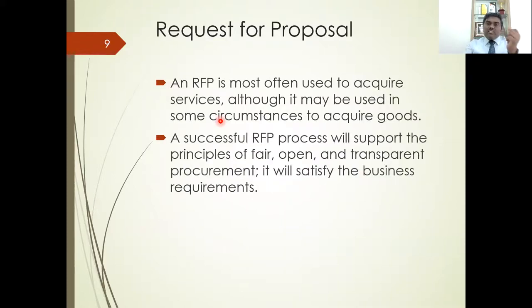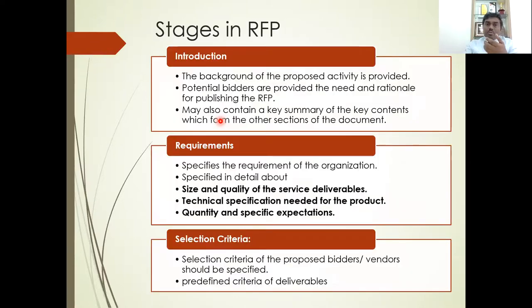And of course, sometimes an RFP, request for proposal, is used. In many circumstances they ask only for goods, but sometimes it is used for services also. They may request an RFP, and we have to give a detailed proposal. So in an RFP, what is there? You give the background of the proposed activity, who the potential bidders are. It may also contain a key summary, a gist of other sections of the document. Then you have to mention clearly the requirements about the organization. Please note, a request for proposal has to be made by the management.